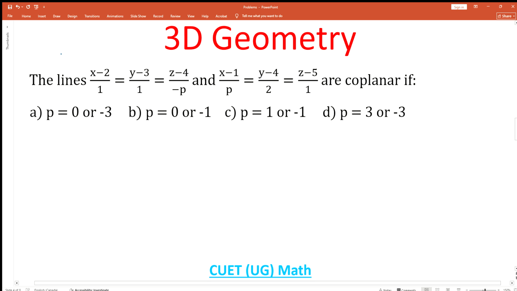Let's start by analyzing the given information. We are given the equations of the two lines in Cartesian form, which is also called symmetric form. We have to find the values of p for which the two given lines are coplanar. Coplanar lines are lines that lie in the same plane. There are two cases we have to analyze. The first case is that these two lines are parallel or coincident lines.